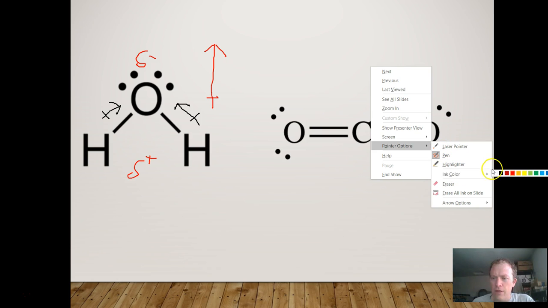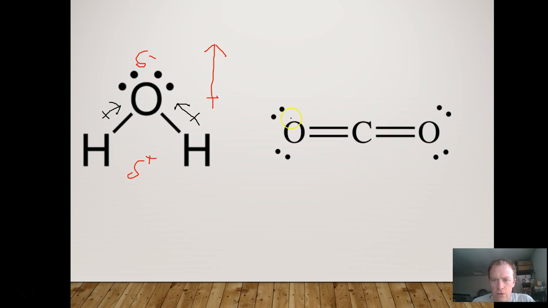Another example here, back to CO2. Again, this bond is polar. We got a carbon-oxygen bond.